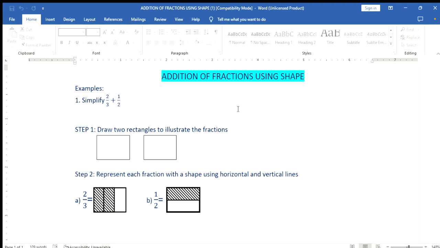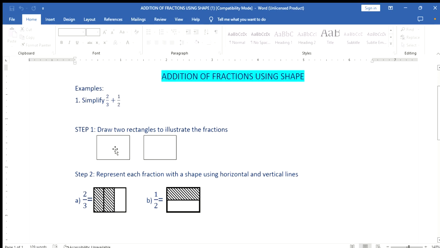Okay, the example before us: simplify 2/3 plus 1/2, that is 2 over 3 plus 1 over 2. The first step is to draw two shapes, and the most appropriate shape here is the rectangle. We use the rectangle as our illustration, as you can see here: 2 over 3 and 1 over 2.